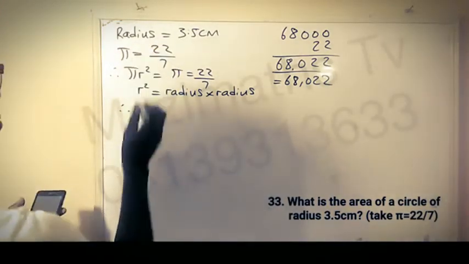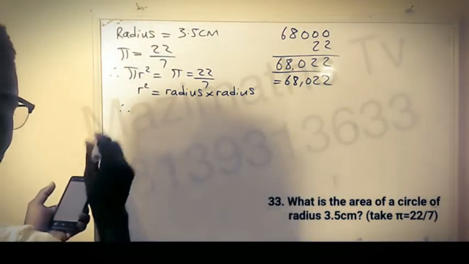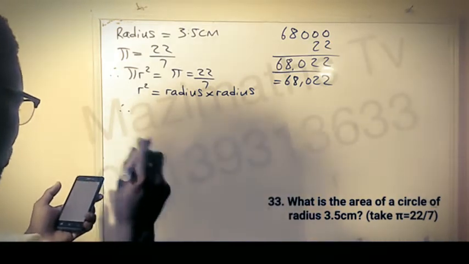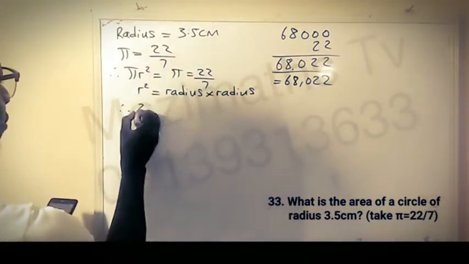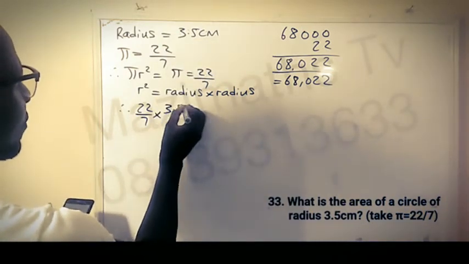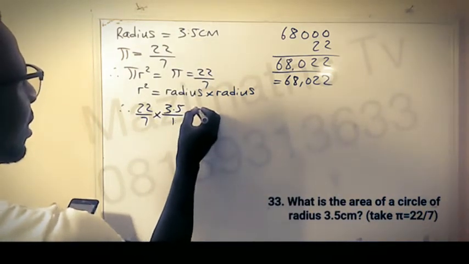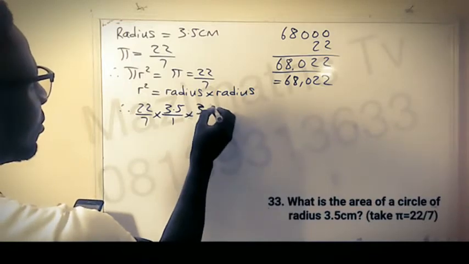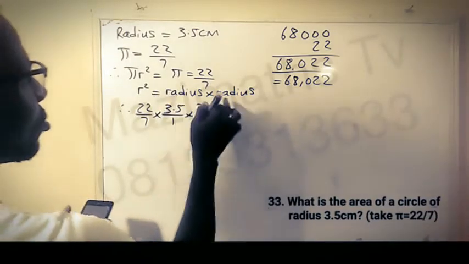So now let's solve it. What is the area of a circle of radius 3.5 centimeters? Using pi, that would be 22/7 times the radius, 3.5. You can put it over 1, then times 3.5 again, and put it over 1. So you are multiplying the radius 2 times.